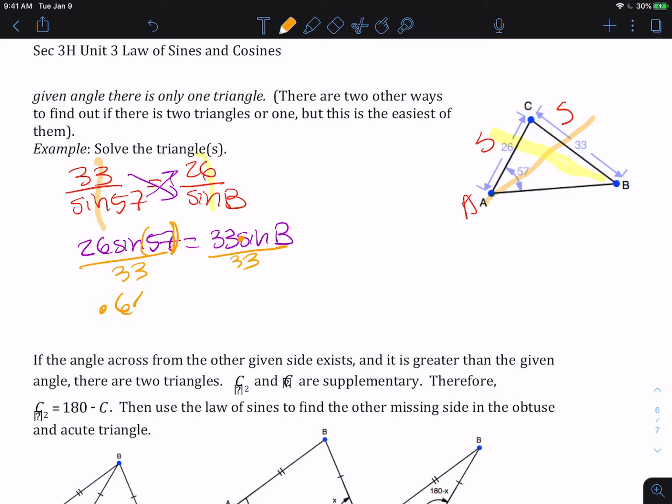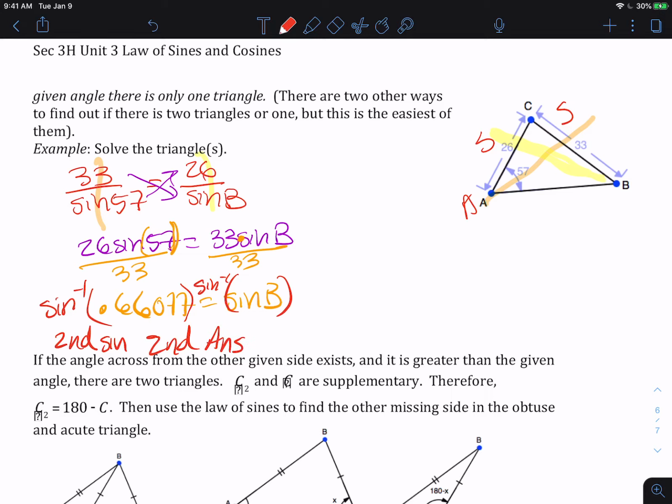So that gives us 0.66077, and it keeps going for a while, equals sine B. Well, we don't want sine B, we want B. So we need to undo the sine. We undo the sine with the inverse sine. We put the inverse sine on the left side of both of them. It's kind of like how we put square roots on the left side. So when I do this in my calculator, I'm going to do second sine, second answer, so that it uses the whole thing and I don't get a rounding error as I'm going. Then when I plug that in, it gives us 41.359.